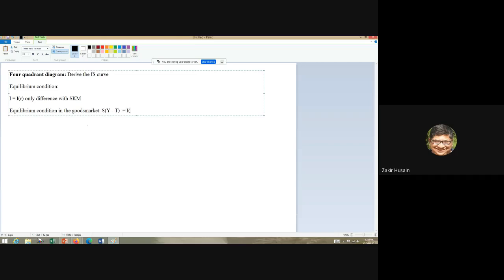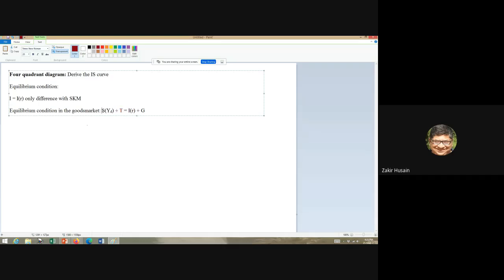I had written it like this. But my mistake was that taxes will also come into the picture. So I had left out this part. So this part shows that savings is a function of disposable income. Why is it not coming? Savings plus taxes is a function of disposable income.